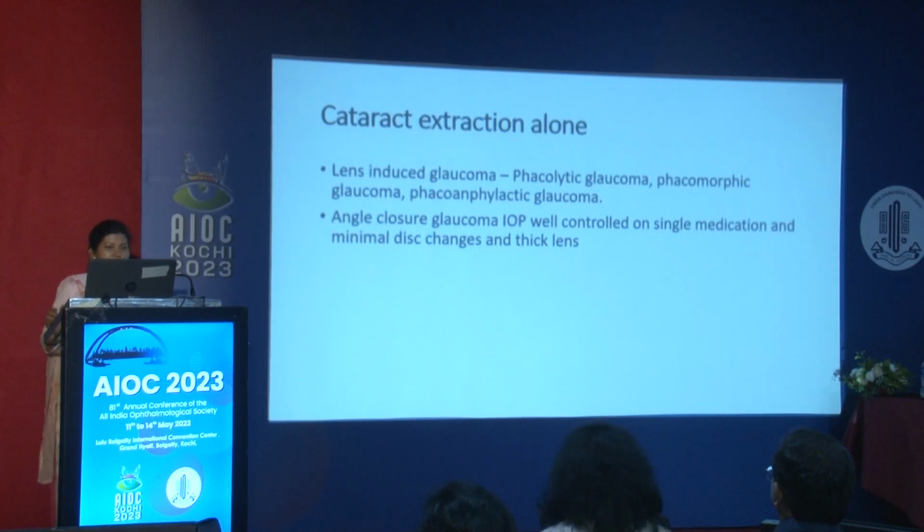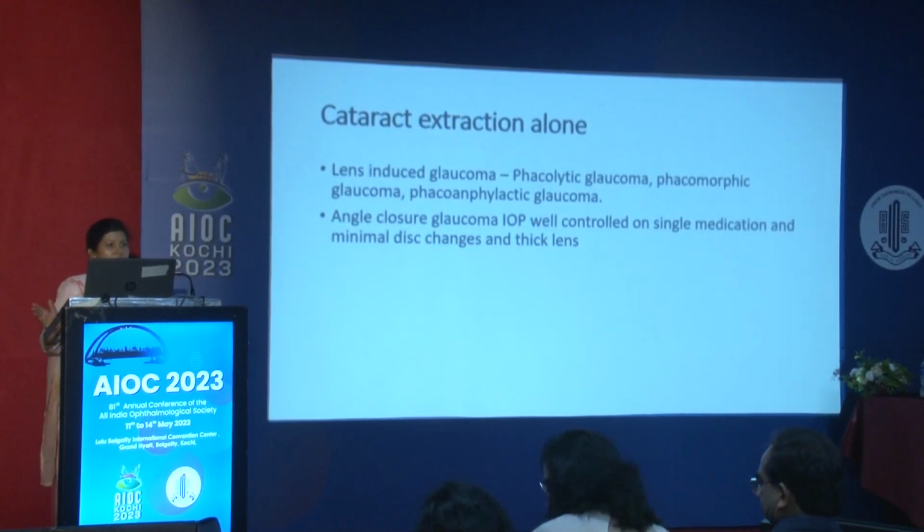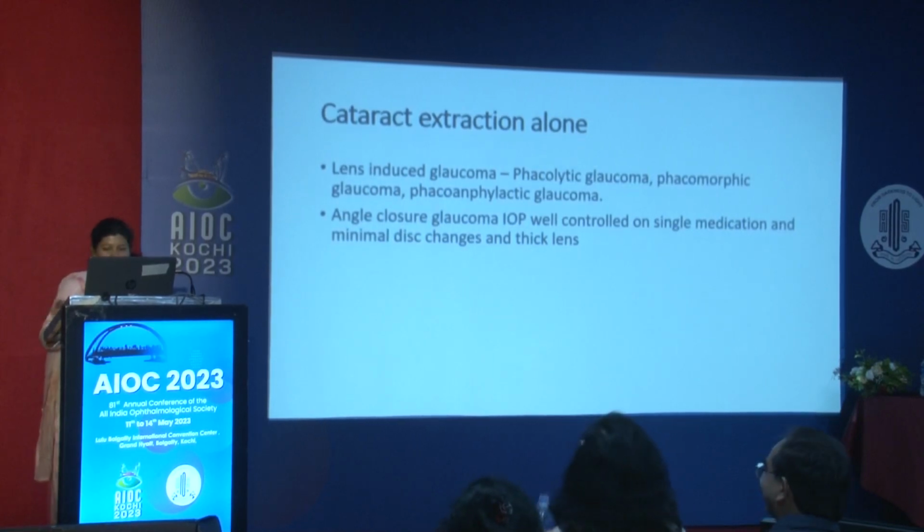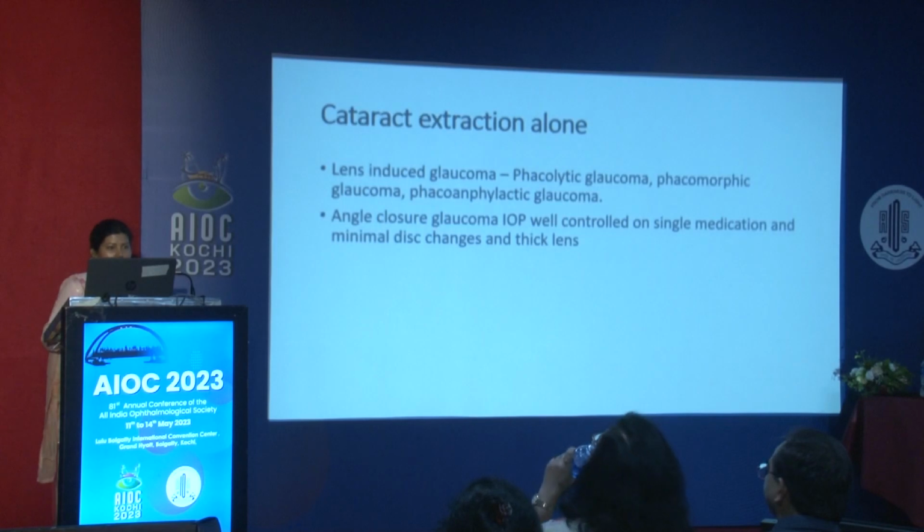So when do we plan cataract extraction alone? It can be planned in phacolytic, phacomorphic, and phacoanaphylactic glaucoma, where you can just do plain cataract surgery. If you want to do SICS, you can use the superotemporal area for SICS and leave the superonasal quadrant for a future trab if required. In mild angle closure glaucoma, where there are hardly any disc and field changes, you can straight away go and do cataract.